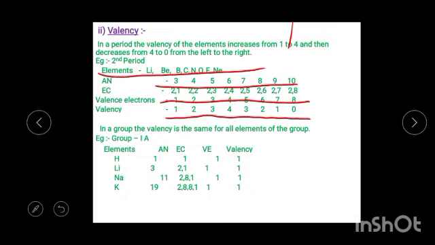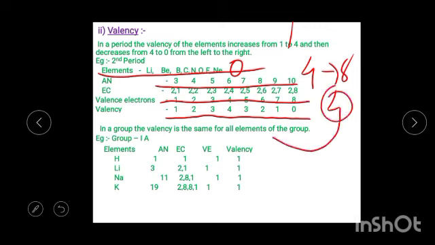For example, if you check with oxygen, atom number 6, its configuration is 2,4. So in order to attain stability, that is 8, it needs 4 more electrons, so its valency is 4. If you check with nitrogen, it has 5 electrons, so 3 electrons more are needed to complete its octet. So the valency is the same.